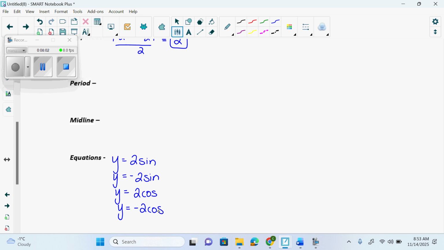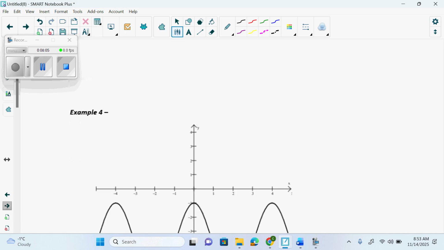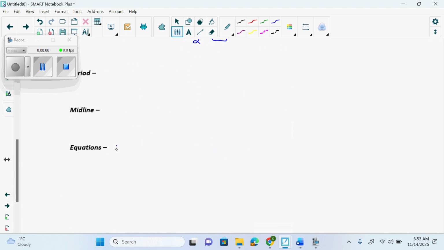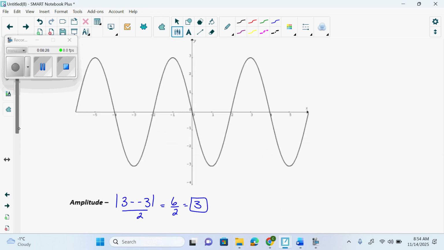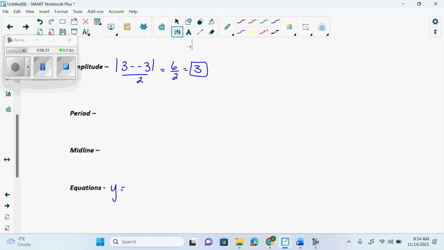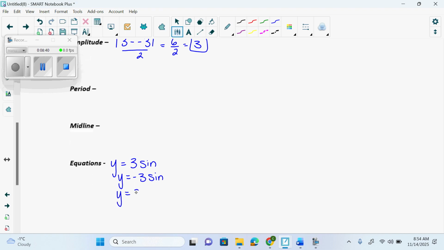And then the next one. Our amplitude for this one is 3. So we get y equals 3 sine. Y equals negative 3 sine. Y equals 3 cos. Y equals negative 3 cos. And the next one. Amplitude is 3 again, so y equals 3 sine. Y equals negative 3 sine. Y equals 3 cos. Y equals negative 3 cos.